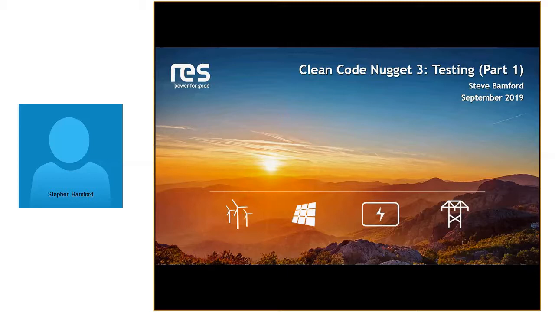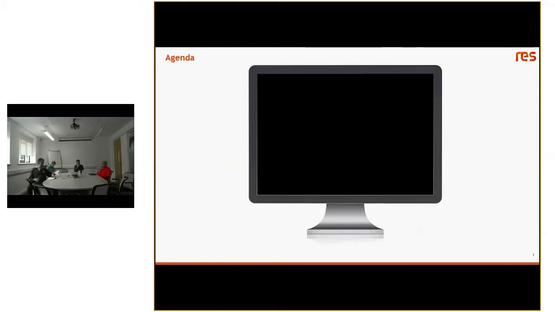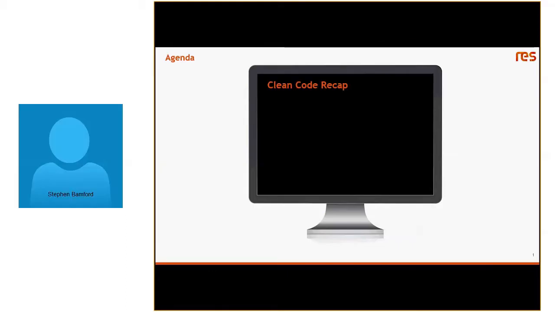This is another of the Clean Code Nuggets, and this presentation will be the first of at least two parts to look at the subject of testing. So in this meeting, we're going to do a very quick recap of what clean code is. We're going to look at what a test is very briefly, look at various different types of test, some examples of testing, and then quickly go over the Python testing frameworks that there are.